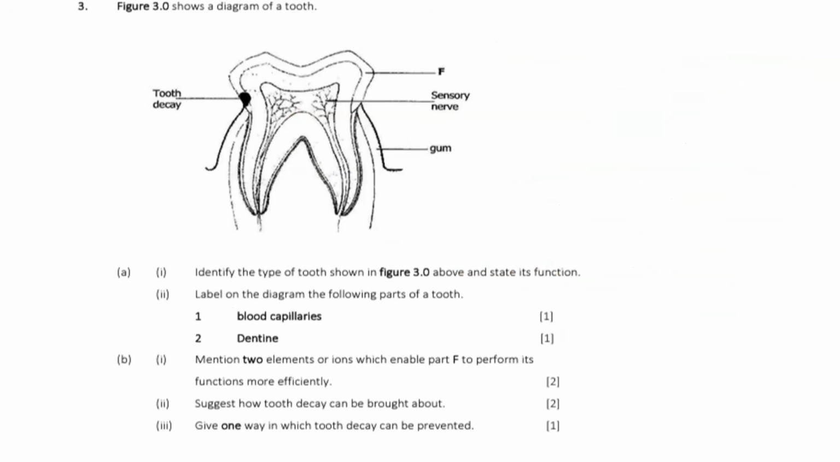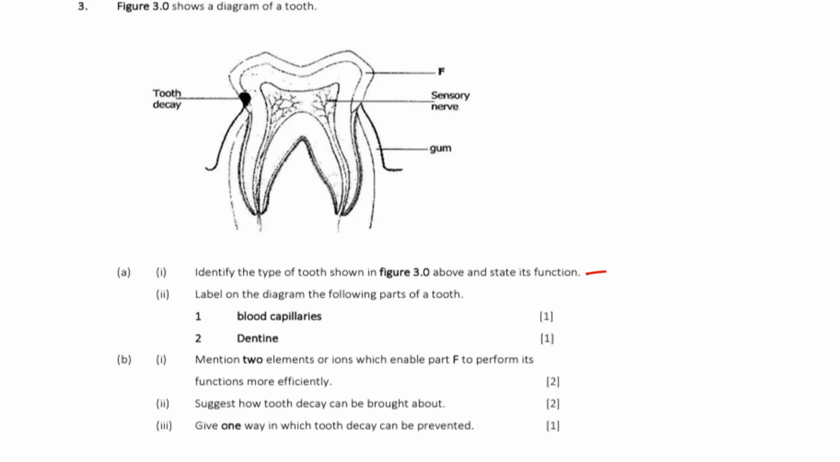Let us look at the second question. So the second question is this one. Figure 3 shows the diagram of a tooth. Since we've answered the first question, this question is just a repetition of the first question that we've answered. So what is the question? Identify the type of tooth in figure 3.0 above and state its function.